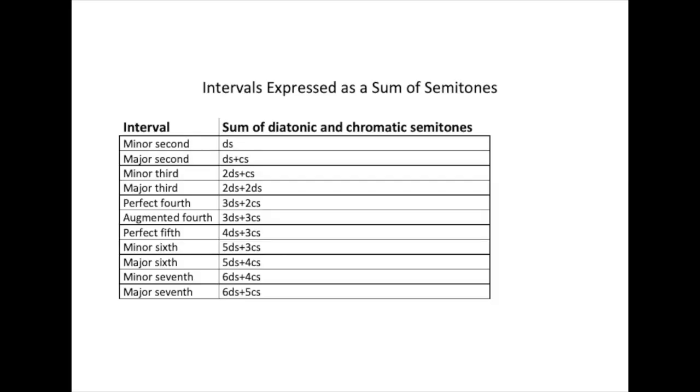This diagram shows how the intervals of the Pythagorean scale may be expressed as a sum of diatonic and chromatic semitones. Thus, the minor second is a diatonic semitone, the major second is a diatonic plus a chromatic semitone, the minor third is 2 diatonic plus 1 chromatic semitone, etc.